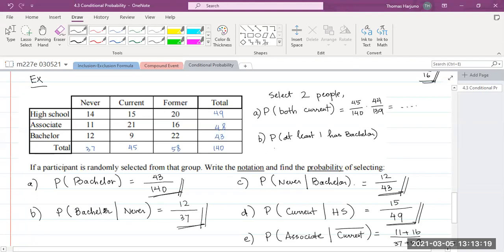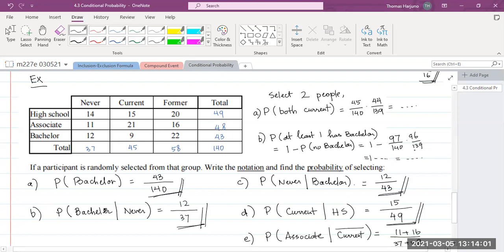Okay, now part B, what is the probability at least one of these two people selected has a bachelor? Then that will be 1 minus probability no bachelor, which is 1 minus probability how many non-bachelor there? 49 plus 48, that's 97. 97 over 140 times 96 over 139. Okay, 1 minus whatever that is. Everything after that is calculator skill.